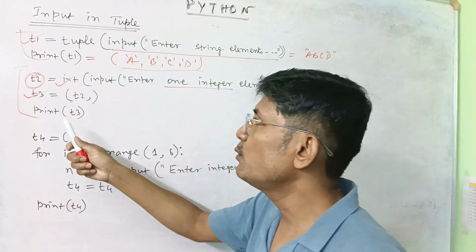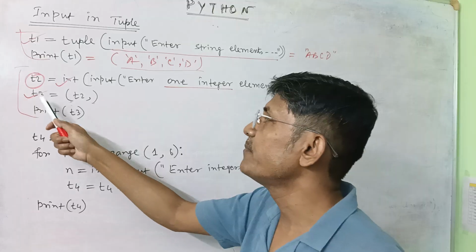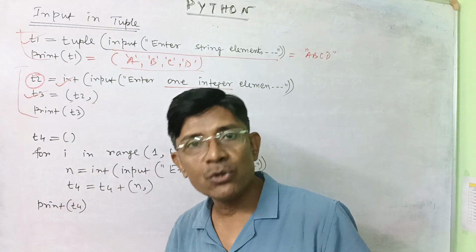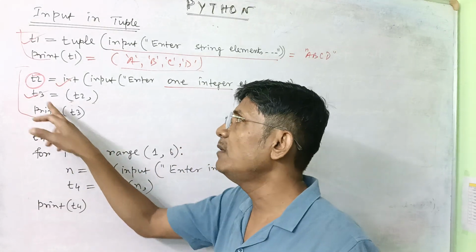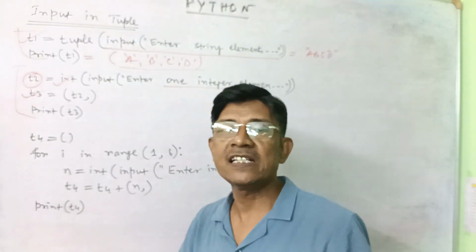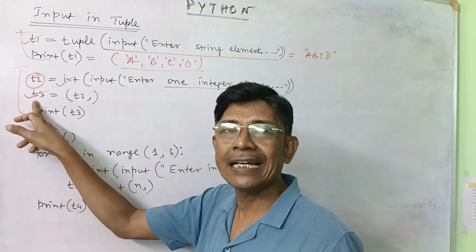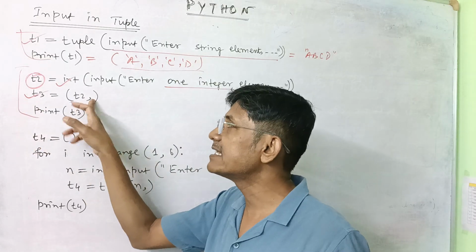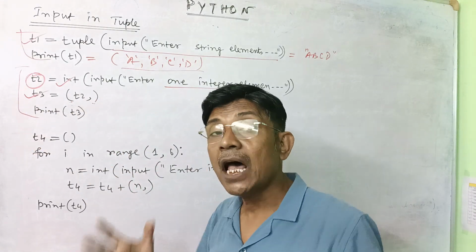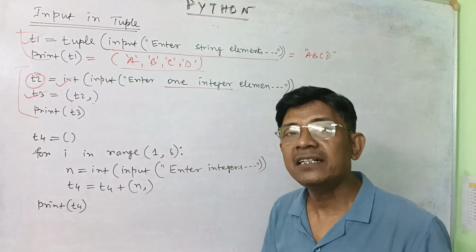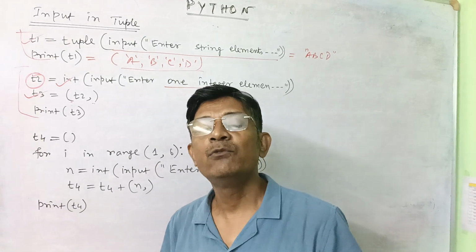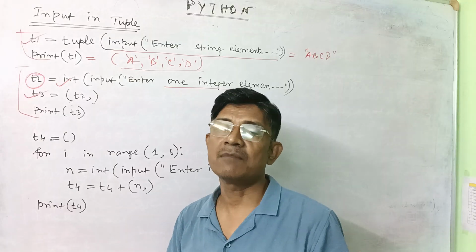I will show you the data type after printing this. I will print the data type of t3. What is this? It's a tuple because I have given a comma. So we are making the tuple like this, taking a single value. Now, how to accept multiple values in a tuple without using eval or something different?